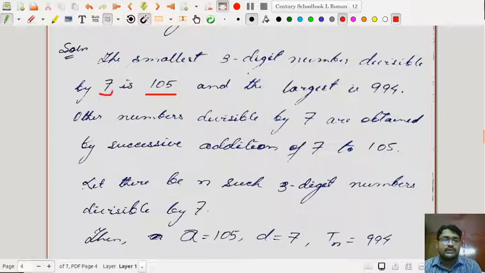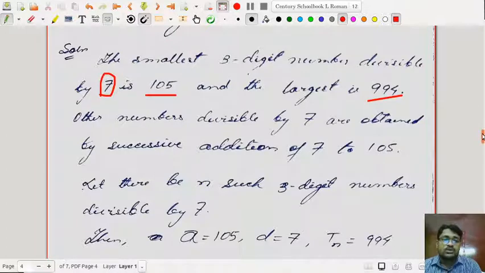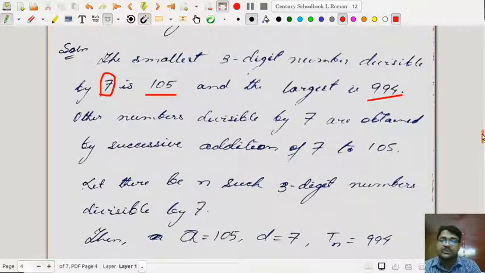To find out the largest 3-digit number which is divisible by 7, we divide 999 by 7, and you will see you get the remainder 5. So if you subtract 5 from 999, the number is 994, and 994 is exactly divisible by 7. Okay, so that way you can find it out. Other numbers divisible by 7 are obtained by successive addition of 7 to 105.